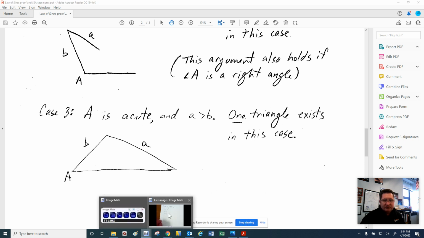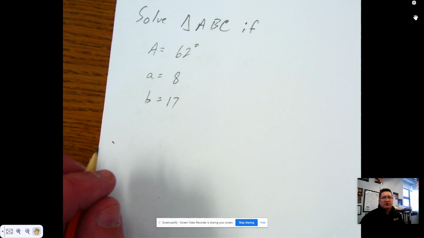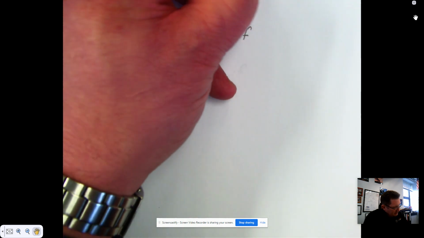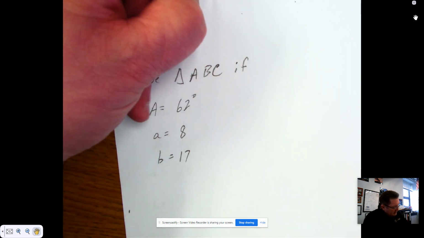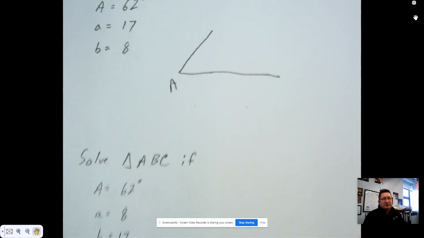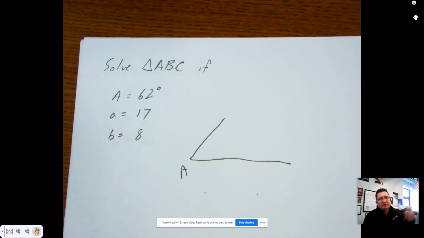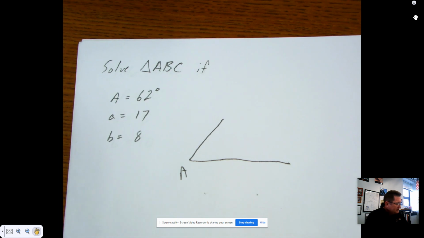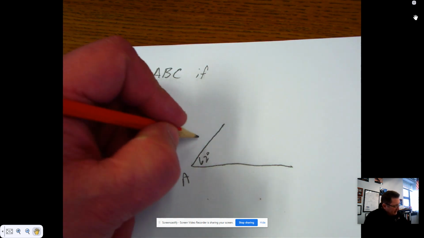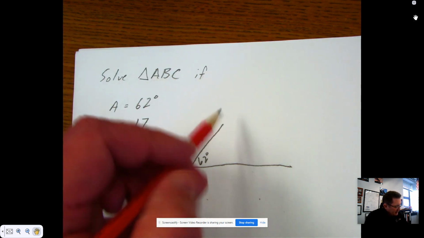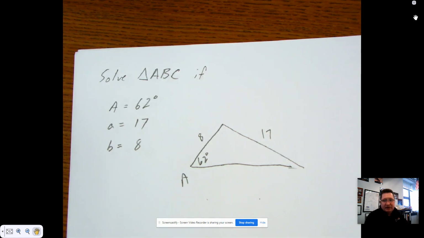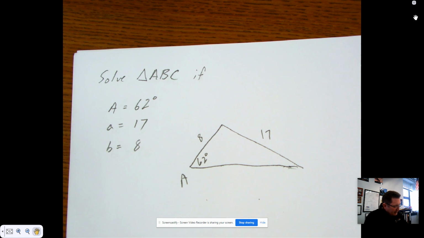Let's see, what was I looking for? That one. We have this situation here, and again, I would totally draw the picture, and I would always draw it kind of the same way. I just like drawing this vertex on the right. Okay, whoops, I was doing the wrong one. There we go. Angle A, I'm drawing this on the left at 62 degrees. Then B is 8, so I'm going to put B up here and A to be 17. That totally could happen. That's totally a triangle that's possible.